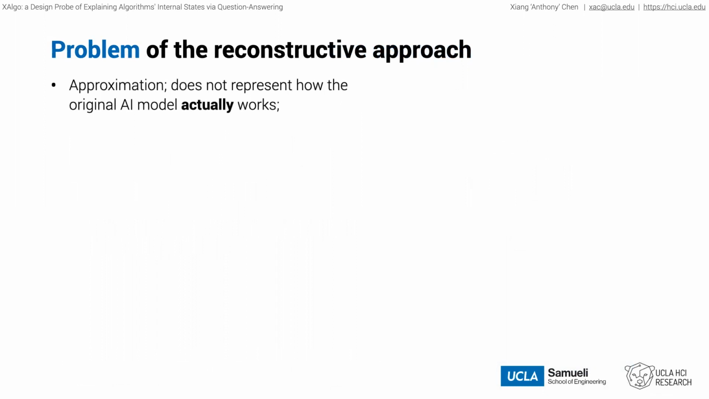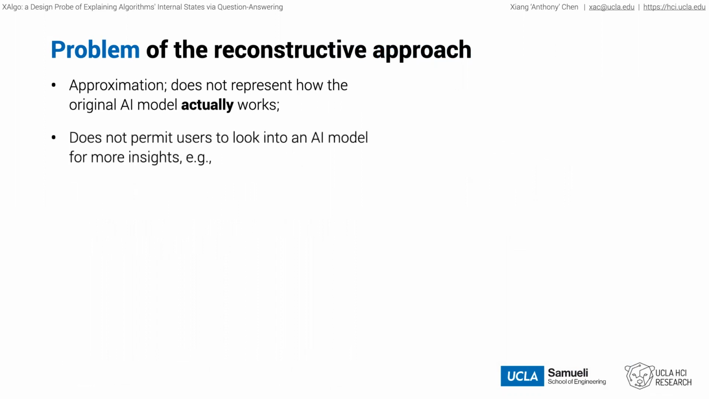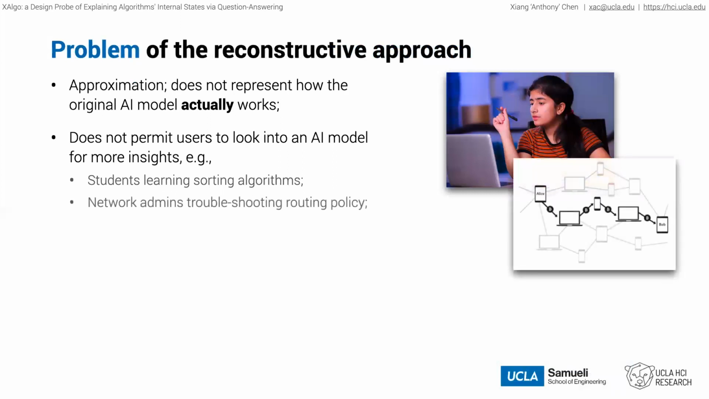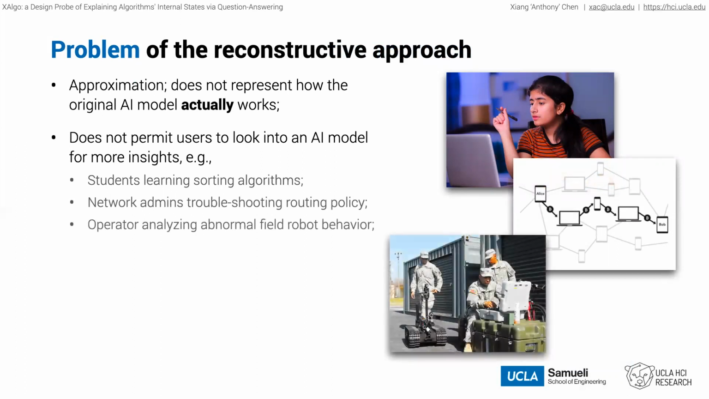The problem of reconstructive approach is that although it does explain the AI to some extent, it's just an approximation that does not actually represent how the AI model works, and it does not permit users to look into it to obtain more insight about the AI model. Sometimes students learning algorithms do need to obtain such insights, as well as network admins troubleshooting routing policy, or field operators trying to analyze robots' behavior in the wild.